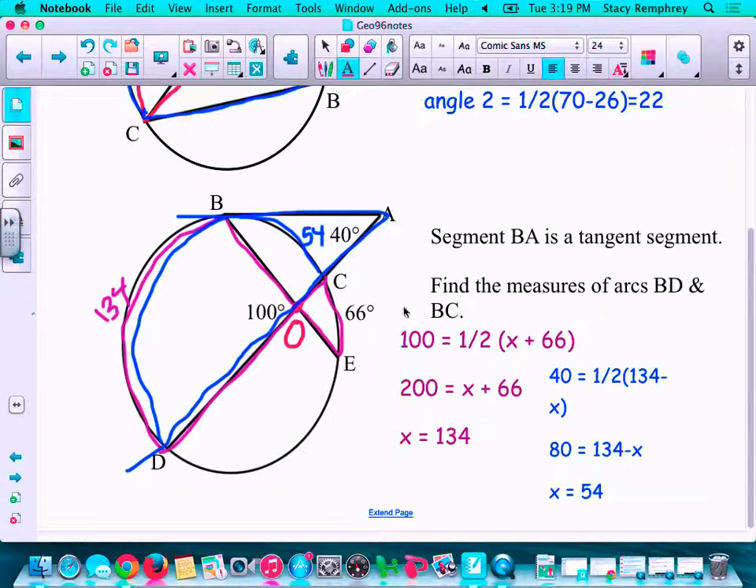Then I moved to the blue because it asked me for arc BC. The 40-degree angle intercepts two arcs. It intercepts arc BD, which I now know the measure of, and arc BC. Again, the division of the arcs is at point B, at the point of tangency. So 40 equals 1/2 the difference of 134 minus X, which I did not know at that point. I solved that equation and found that X equals 54.